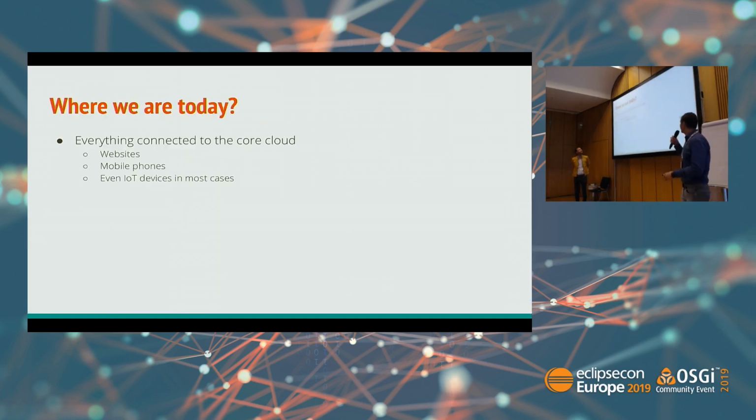So, in order to know where we are going, I think it's good to always start and try to figure out where we are today and how we got here. So we are living in the cloud computing era, right? Cloud native era. So everything is connected to some kind of a centralized cloud. All the websites, all our browsers, mobile phone apps, even IoT devices, in how we deploy them today, we usually do deployments to the central cloud, right?